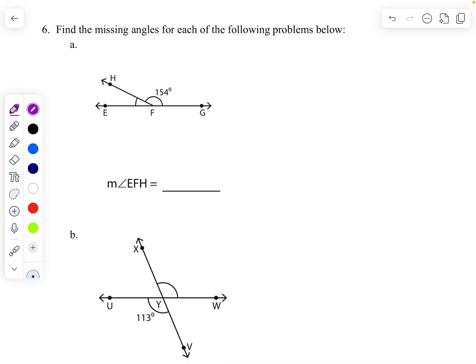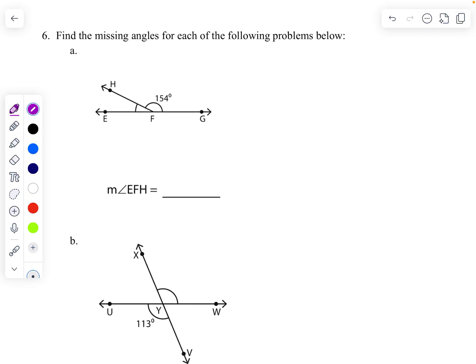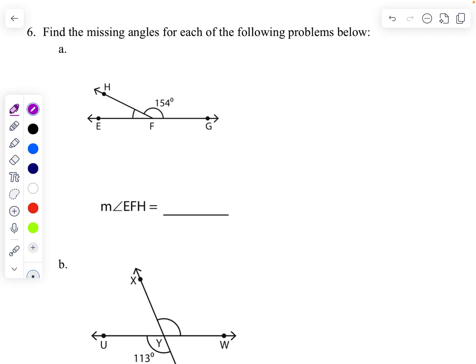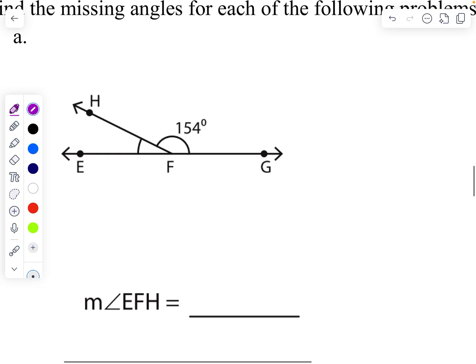So for 6, which is 3 problems, A, B, and C, we're going to be finding the missing angles for each of the following problems. Okay, so zooming in on A, we are given 2 angle pairs here. We have angle HFG already given as 154 degrees, and we are looking for the measure of EFH, which is this tiny arc right here.